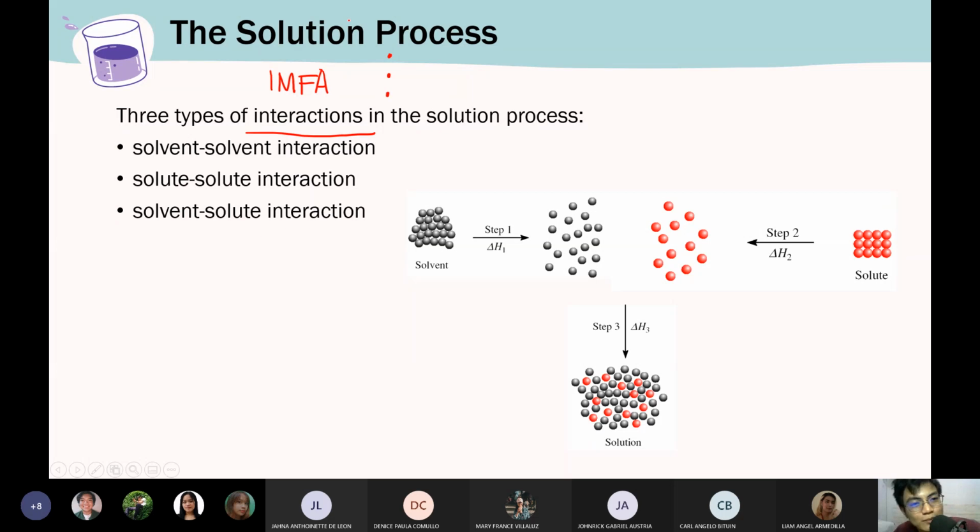Makasagot, magiging masaya sa February 14. So, ano yung 3 types of IMFA natin, if you could still recall? What are they?